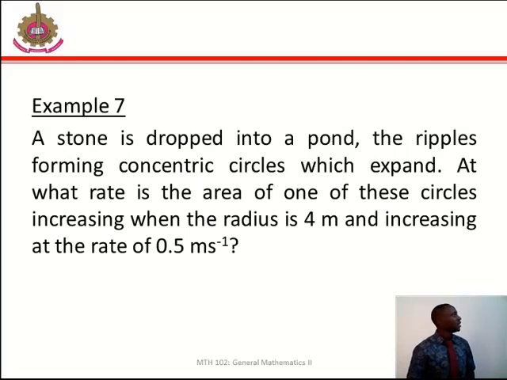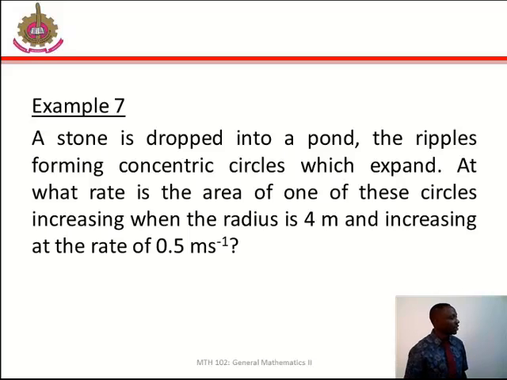It says a stone is dropped into a pond. The ripples form concentric circles which expand. At what rate is the area of one of these circles increasing when the radius is 4 meters and increasing at the rate of 0.5 meters per second?